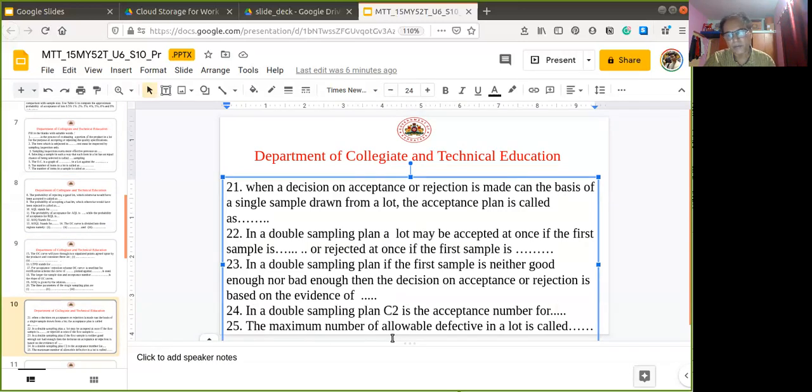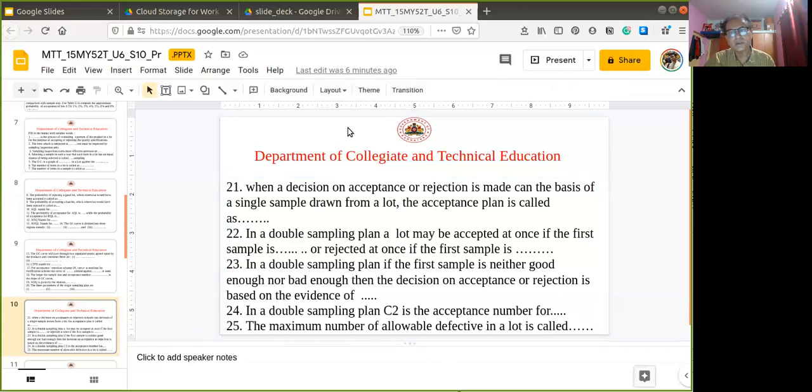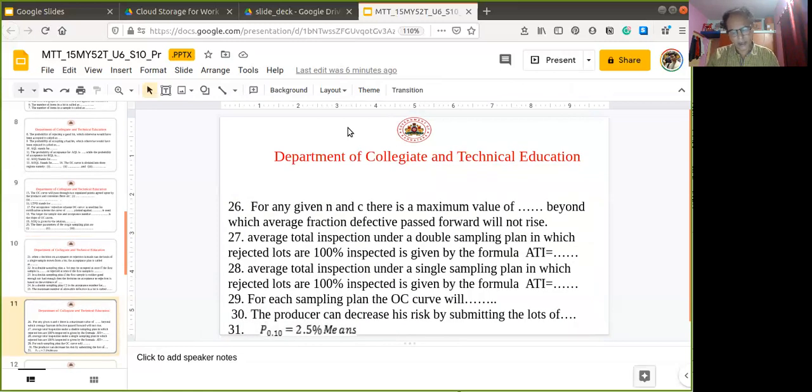25th, the maximum number of available defectives in a lot is called the acceptance number. So that is the 25th, the fill in the blanks.